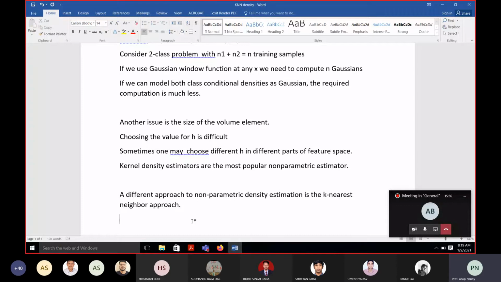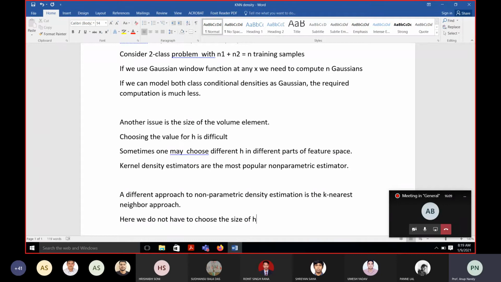So here we do not have to choose the size of h. In the last density estimation technique, you are bound to choose the value of h, but here you do not have to choose the size of h.